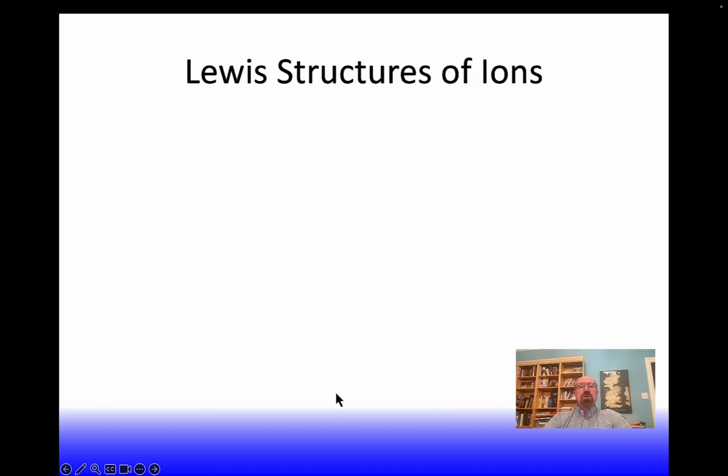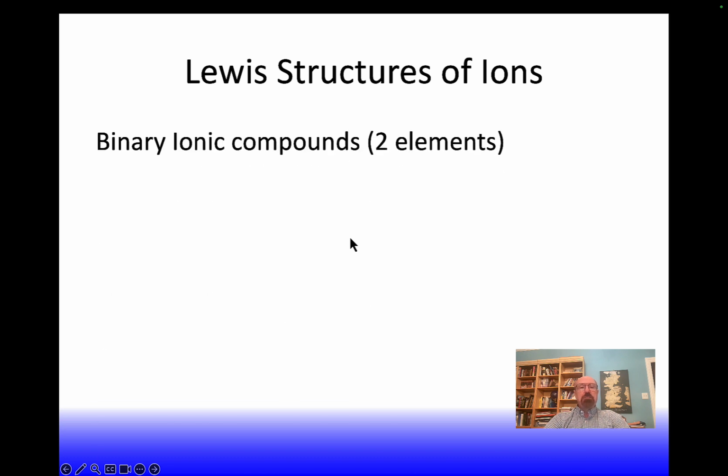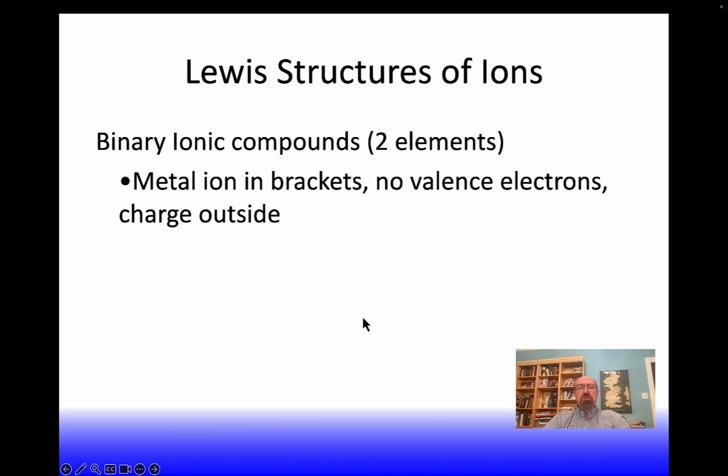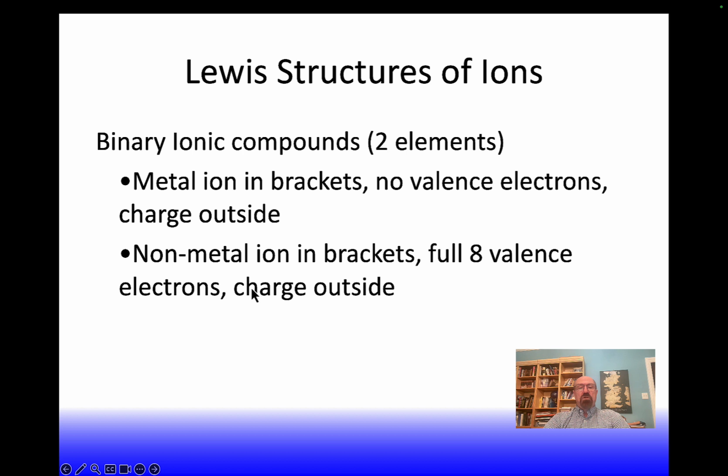Now, I'm going to look at structures of ions. The simplest are binary ionic compounds, which means 2 elements. So let's look at those first. Super easy to do. You put brackets around the metal ion. You put the element symbol in the middle of the brackets. There's no valence electrons, and you put the charge on the top right outside the brackets. For the nonmetal, you also put it in brackets, but you give it a full set of 8 valence electrons, so 4 pairs.